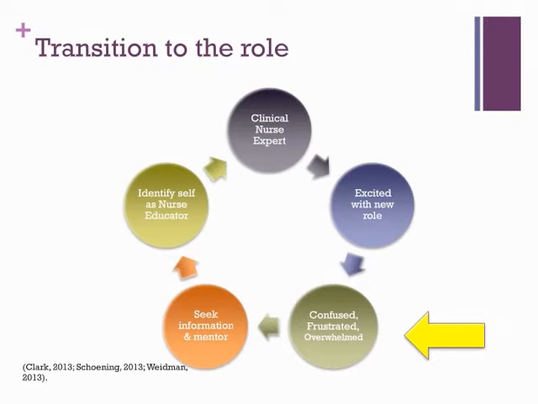Next, we begin seeking more information and seeking help from mentors. And lastly, we begin to see ourselves as both a nurse and as a nurse educator. And this step can take a long time, and for some, it never happens. If we're unable to see ourselves as both a nurse and a nurse educator, then that person doesn't continue in the role. The preparation course is intended to short-circuit this process by providing both the information and a formal mentoring relationship.